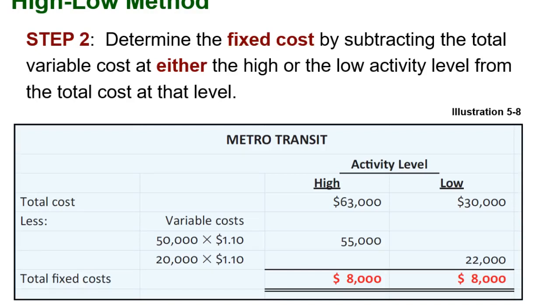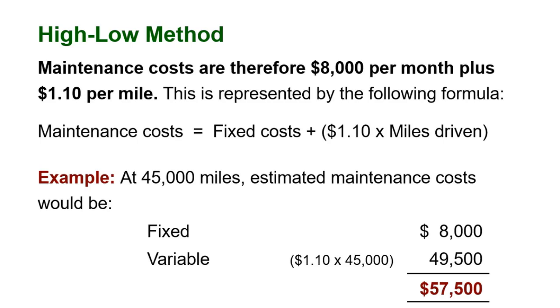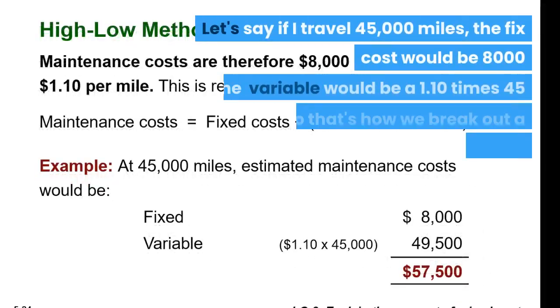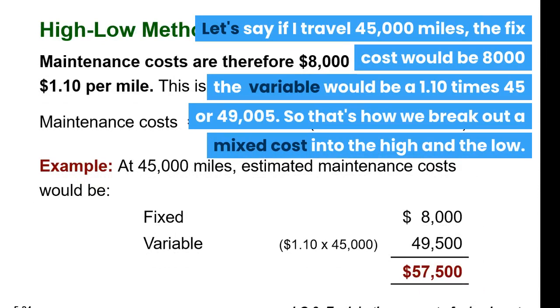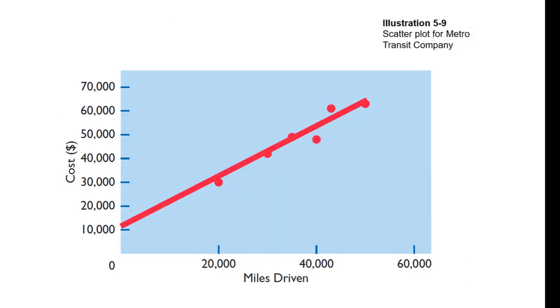So we know that the fixed cost is $8,000 and the variable cost is $10 per change in activity, miles. So maintenance cost, therefore, is $8,000 per month plus $10 per mile. So I can predict roughly what my total maintenance costs would be. Let's say I travel 45,000 miles: the fixed cost would be $8,000, the variable would be $1.10 times 45, or $49,005. So that's how we break out a mixed cost into the high and the low. If you want to see it visually, there it is graphed for you.